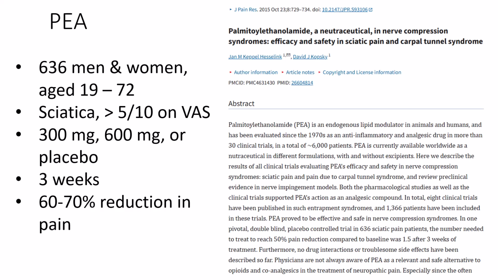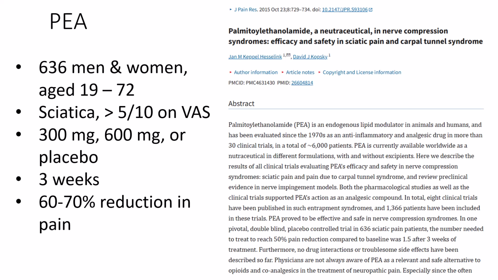Here's another study on PEA. It's titled "Palmitoylethanolamide, a Nutraceutical in Nerve Compression Syndromes: Efficacy and Safety in Sciatic Pain and Carpal Tunnel Syndrome." This was a study of 636 men and women aged 19 to 72. All of the participants were diagnosed with sciatica or carpal tunnel syndrome. They all reported pain levels at 5 or above on the 10-point visual analog scale.